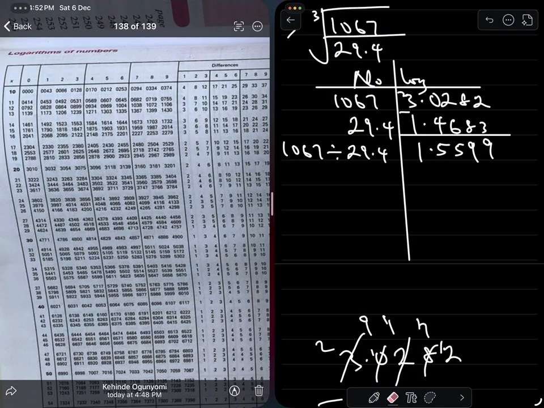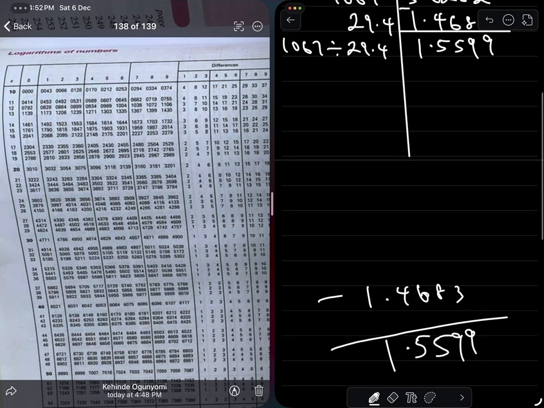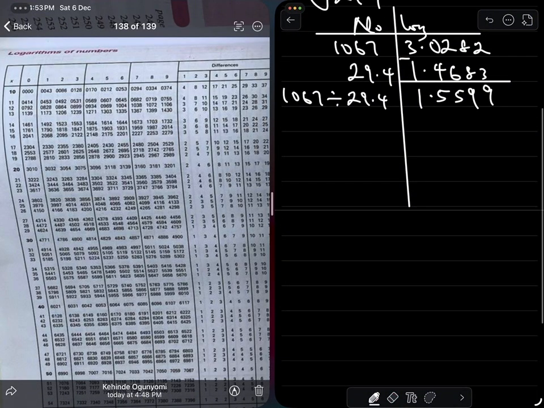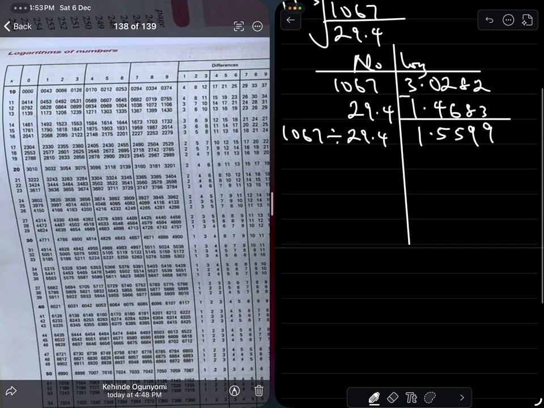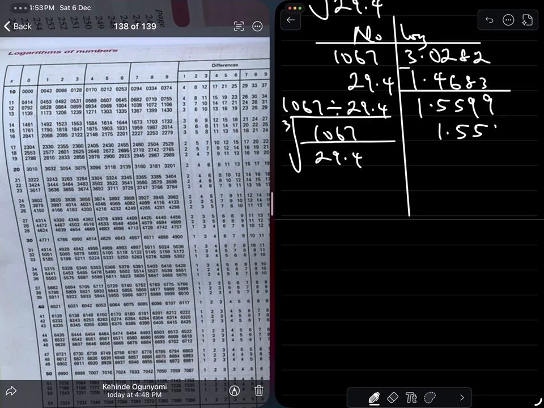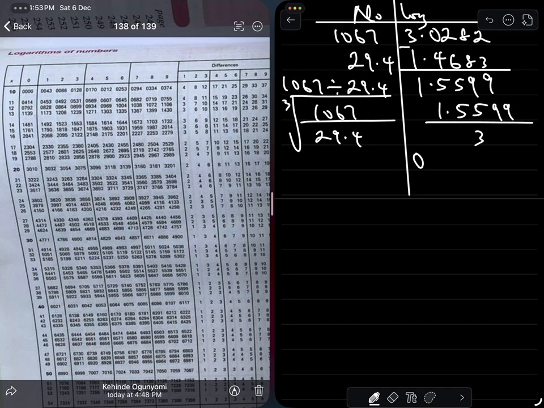And what do we have now? 1.5599. Beautiful. So the cube root of 1067 divided by 29.4 will now be that result divided by 3. 1.5599 divided by 3. 3 in 1, 0. Put the point and carry the 1 here. 3 in 15, 5. 3 in 5, 1. You are left with 2. 3 in 29 is what?